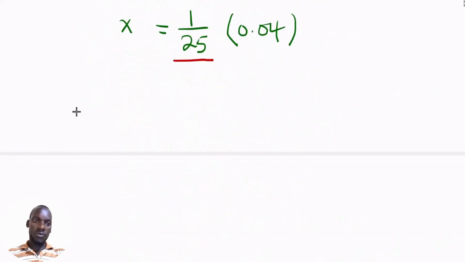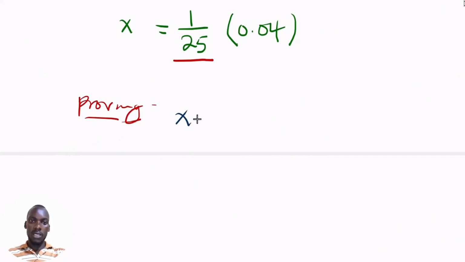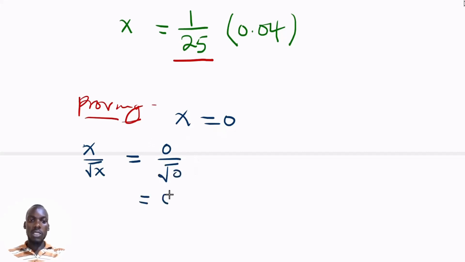Let us try proving. Let us begin by proving for when x equals 0. Remember we have our expression as x divided by the square root of x, which in the question is equated to 1 over 5. So let us substitute. If we substitute 0, what are we going to get? 0 divided by the square root of 0, you can see we are getting 0, implying that as per this method, the 0 we got the first time is wrong.